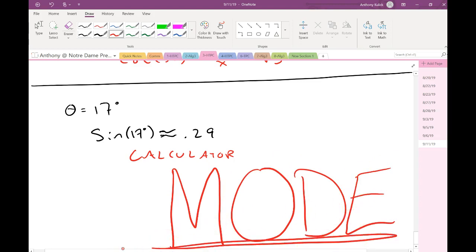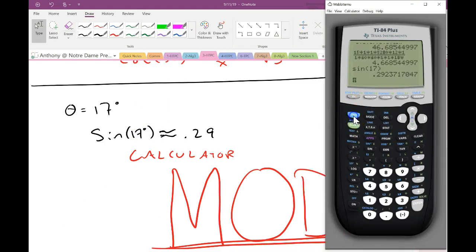Your calculator mode is going to matter a lot. To do sine of 17, what mode should my calculator be in? Degree. So if I press the mode button and check, let's just see what happens if my calculator was in radian mode and I tried to do this.